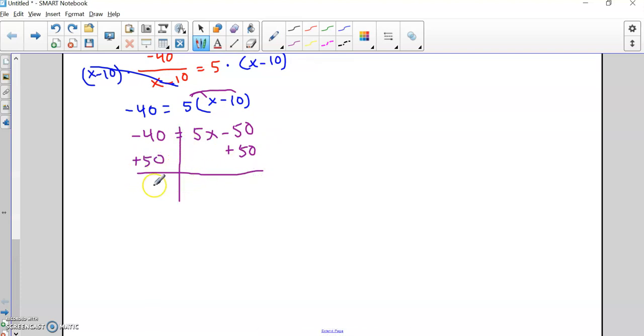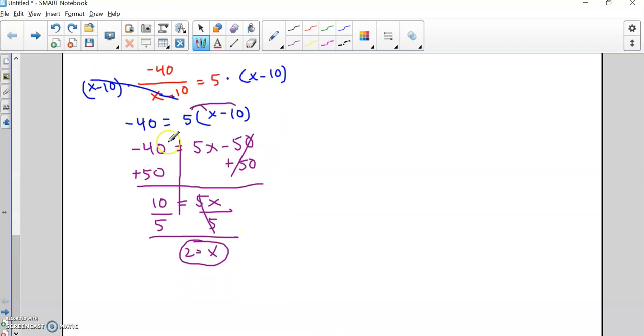So on the left side, negative 40 plus 50 is 10, and on the right side, we are left with 5x. So our last step is to get x alone again, so divide by that 5, and we get a final answer of 2. Okay, you need to know how to do this for the quiz, so make sure this makes sense. If not, please ask me for help.